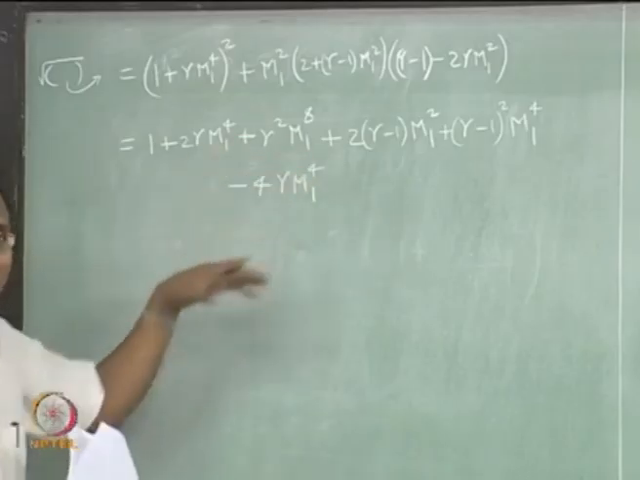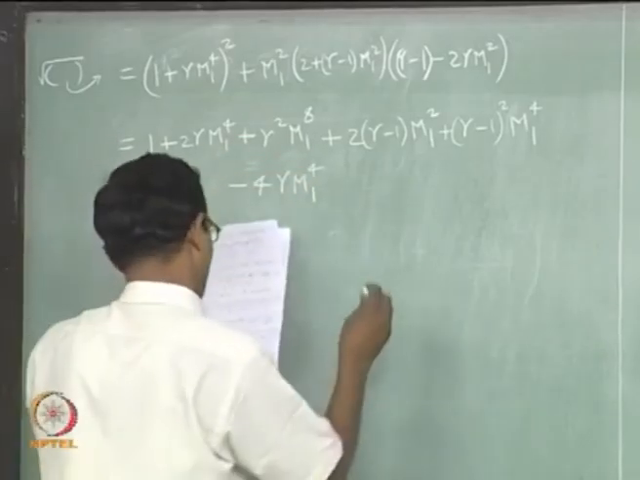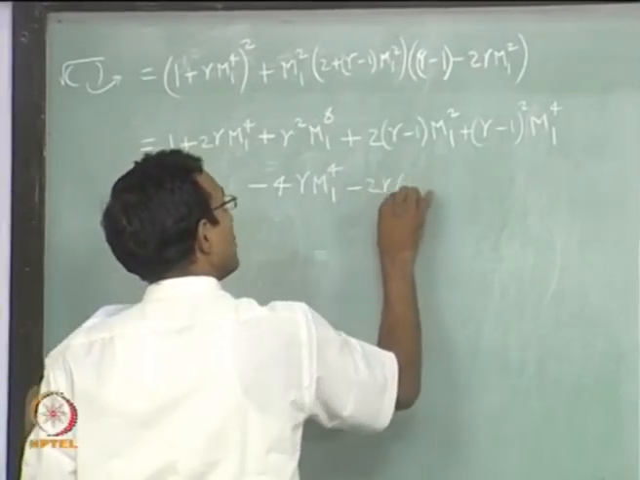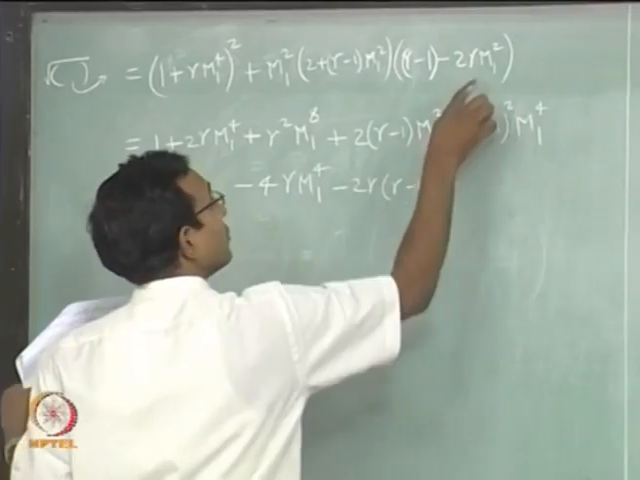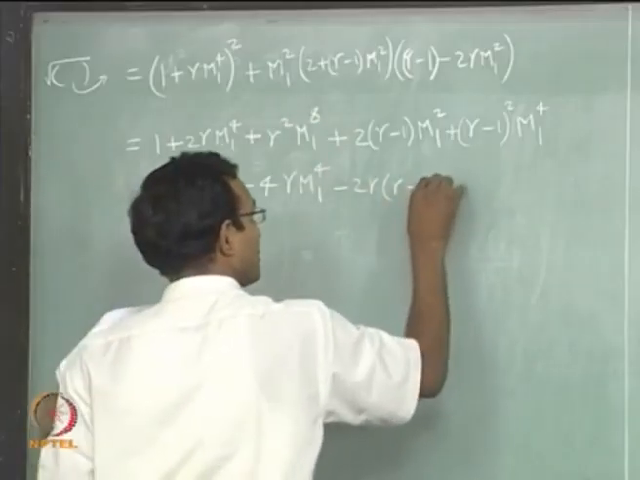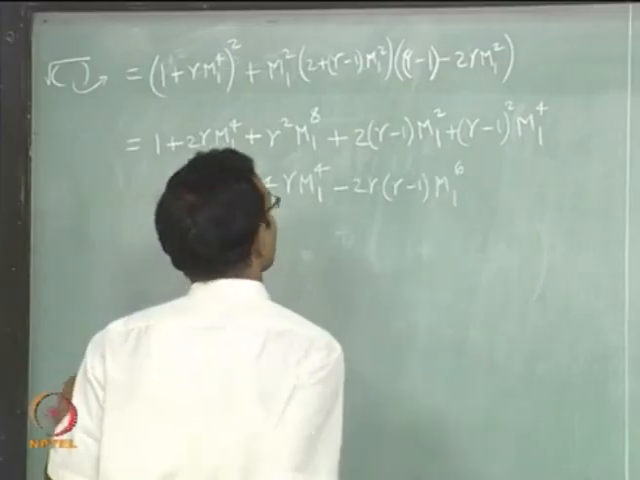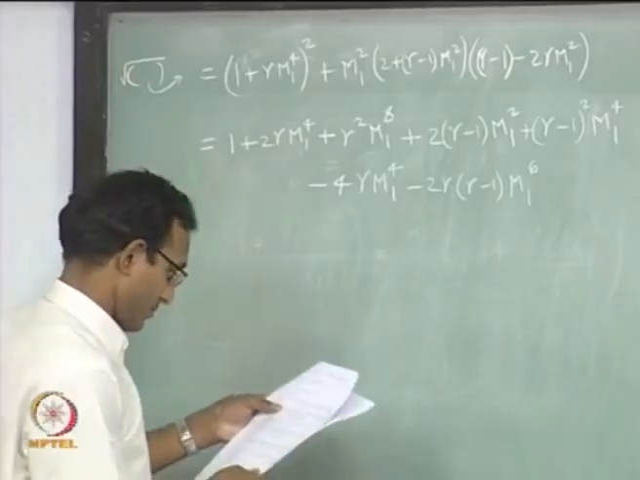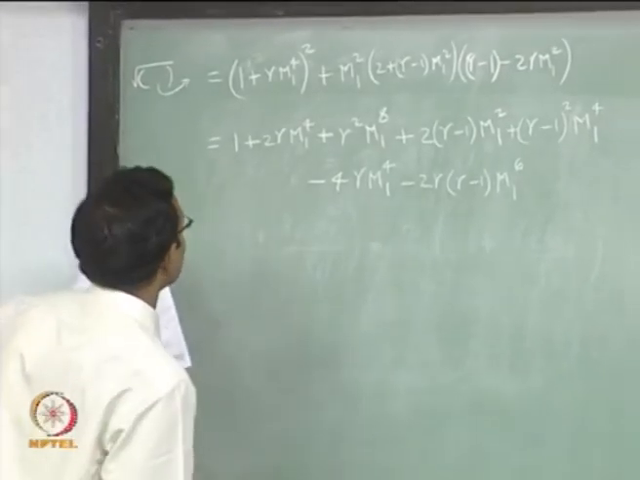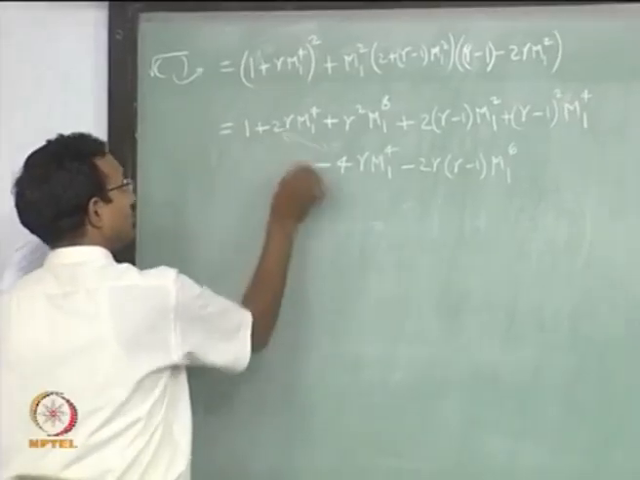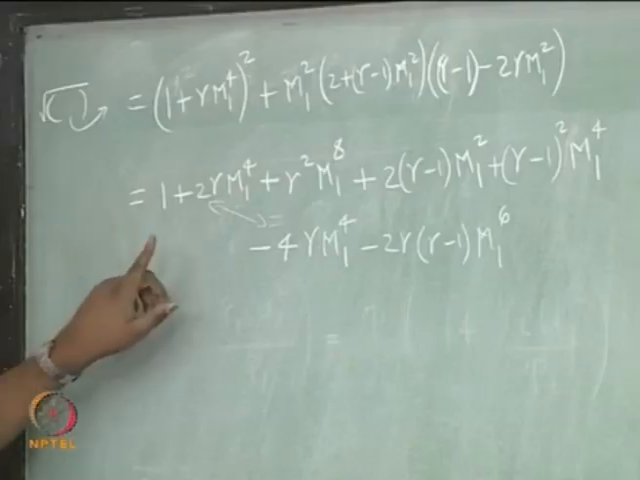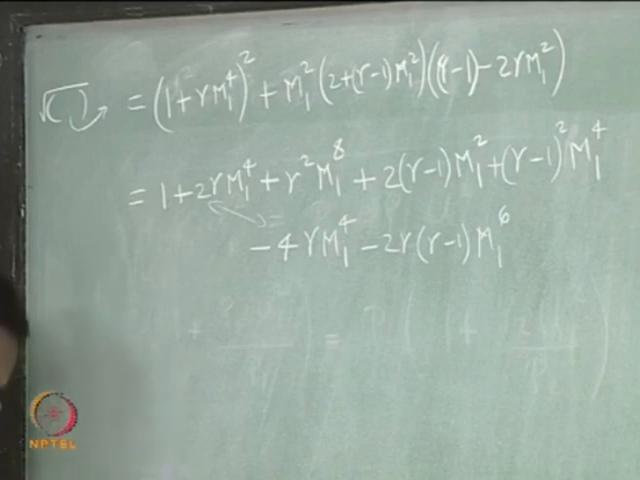I am starting to write in the second line, it is still just one line equation. Multiplying this with this will give me minus 2 gamma into gamma minus 1 into m1 square, m1 square, m1 power 6. I have m1 power 4, m1 power 8, m1 power 2, m1 power 6. This is a whole set of equations we have. Now, look at these two. These two can be replaced with one term, which is minus 2 gamma m1 square, m1 power 4, sorry. It will just come out to be that.